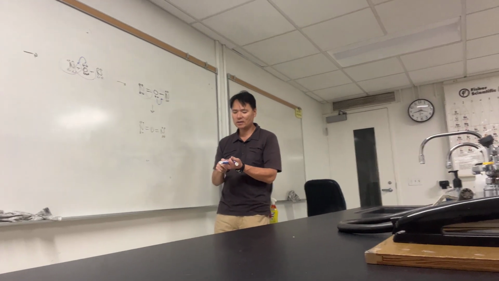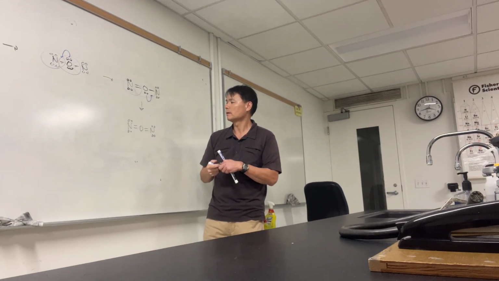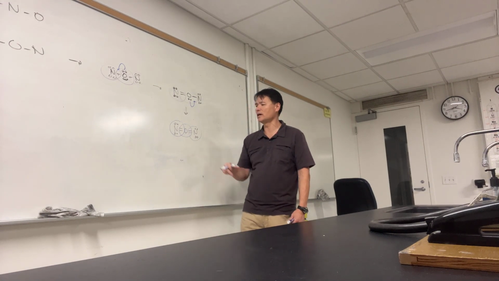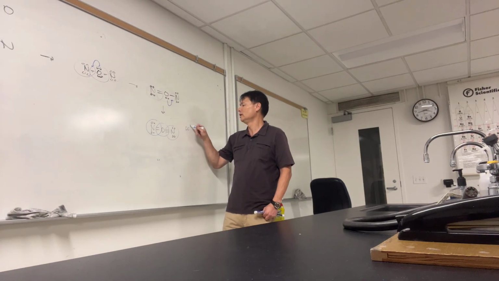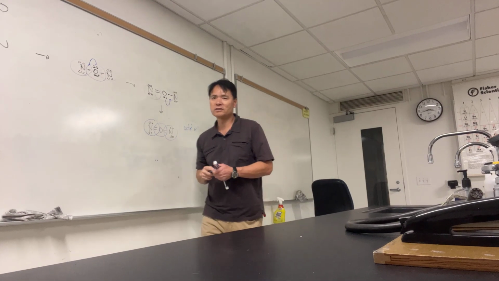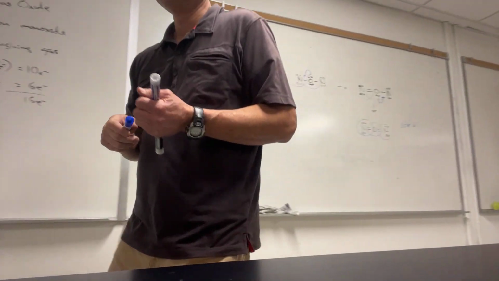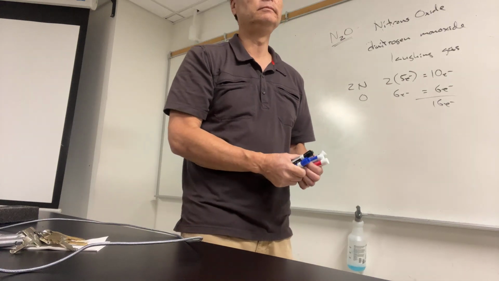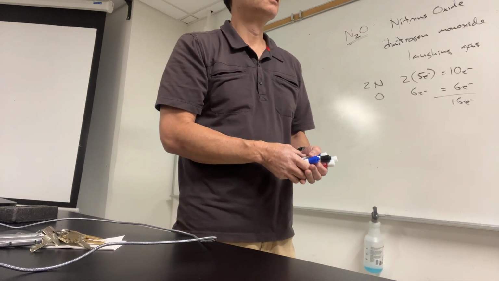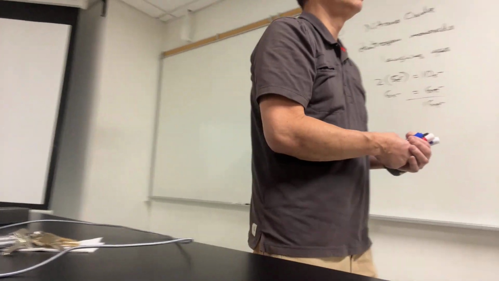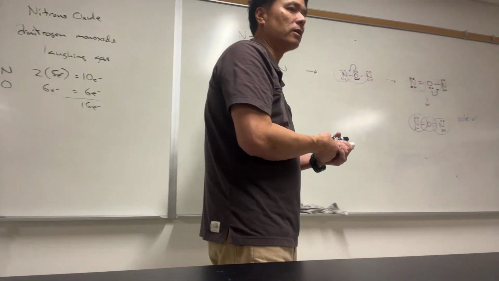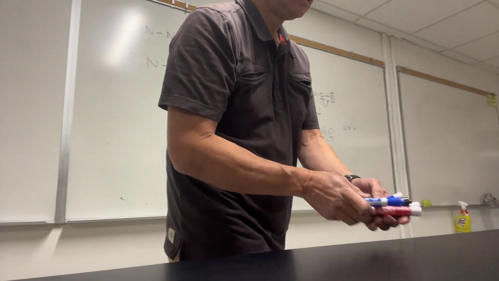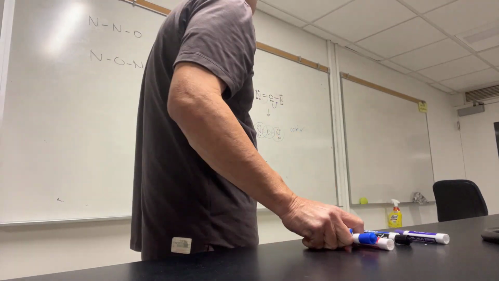And now everything has an octet. This nitrogen has an octet, this oxygen has an octet, this nitrogen has an octet. And so the octet rule, the most important rule, has been checked. So are we done? Not quite. What we want to do is look at the next most important factor, and that is we want to minimize the formal charge.